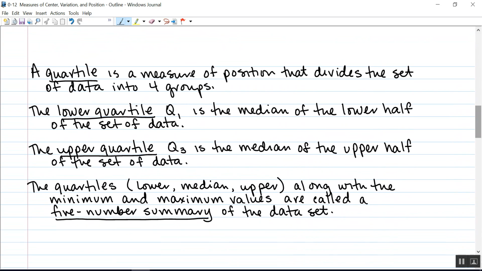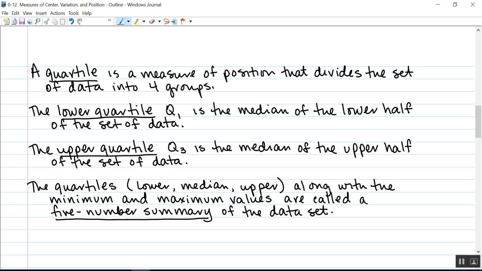A quartile is a measure of position that divides the set of data into 4 groups. Quartile, quarter, 4 groups kind of makes sense. The lower quartile, or Q1, is the median of the lower half of the set of data. So if you're looking at the lower half of the data, it's going to be the number right in the middle of that. In the same way, the upper quartile, or Q3, is the median of the upper half of the data.